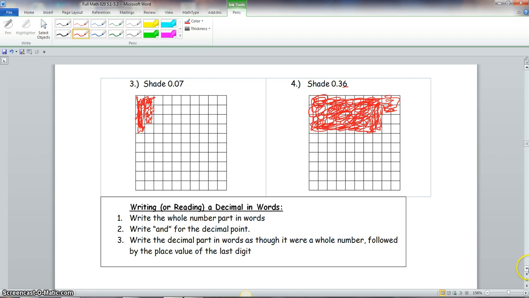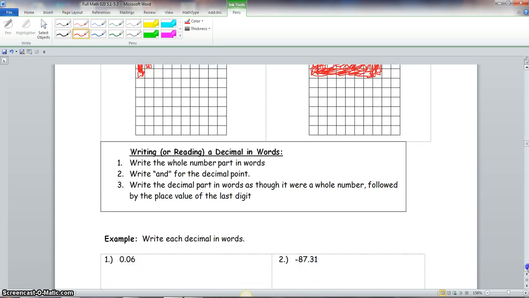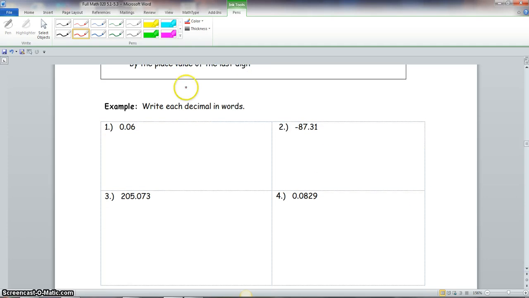So now, let's scroll down here to the examples. It says write each decimal in words. Now we look here, we see we have the number 6. So we will write 6. Now we look at the place value. The place value is hundredths. So we'll write hundredths.